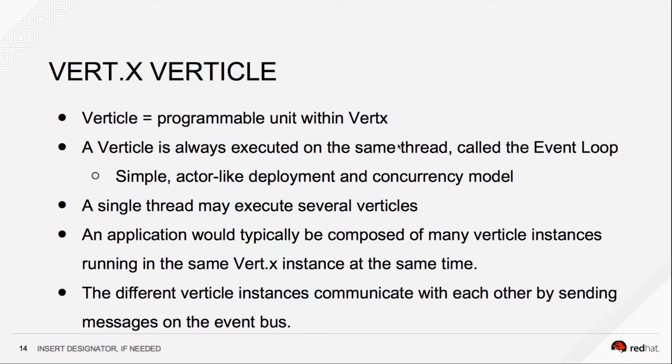The last thing I want to mention is that there's a concept of a verticle. A verticle is a programmable unit in Vert.X. It's like a module. You may have multiple verticles in a particular application, and these verticles can communicate with each other using messages. And when you start up your application, there will be at least two verticles. Why is that the case? I'll talk about that later.